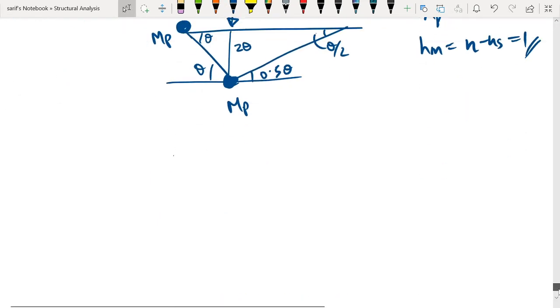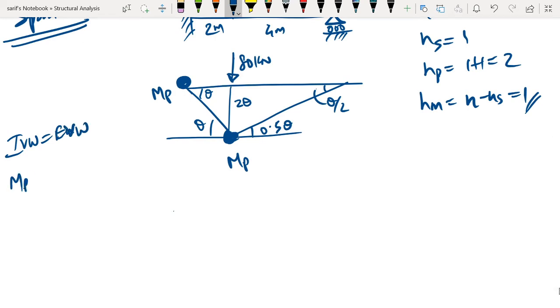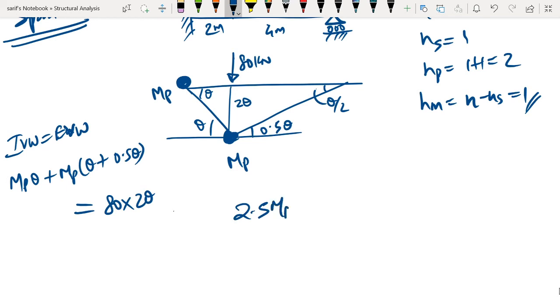Now once the geometry is complete, we can apply the virtual work equation, that is internal virtual work is equal to external virtual work. So Mp into theta plus Mp into theta plus 0.5 theta is equal to 80 into 2 theta. So this is the virtual work equation. If we try to simplify, we are going to get 2.5 Mp theta is equal to 160 theta. That is, Mp is equal to 64 kilonewton meter.